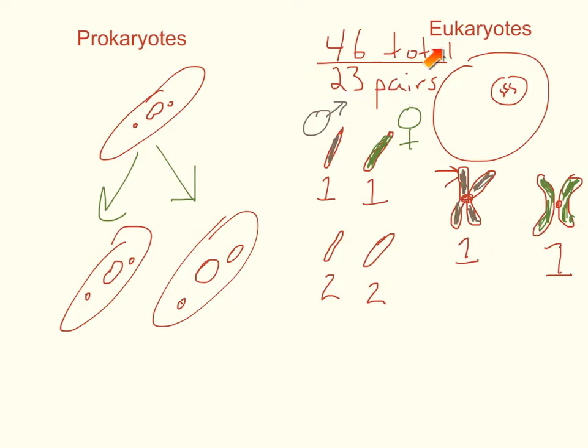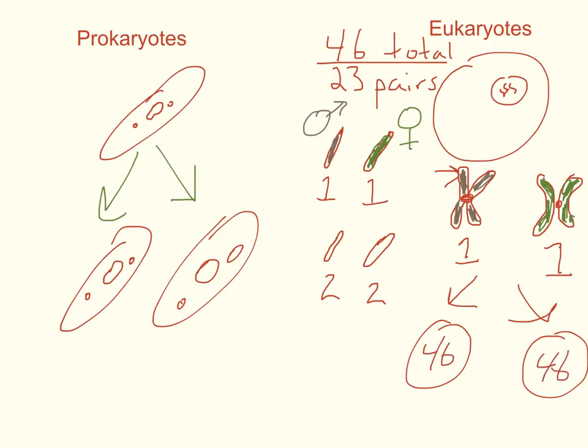23 pairs or 46 chromosomes all replicating, all making sure that dad's comes into this side and mom comes into that side. You have to make sure that each of the two daughter cells then gets 46 here and 46 here, one from dad, one from mom, right? And over here, one from dad and one from mom for each of the 23 pairs. So that's really the big difference between bacterial binary fission and eukaryotes. Eukaryotes going through this replication.